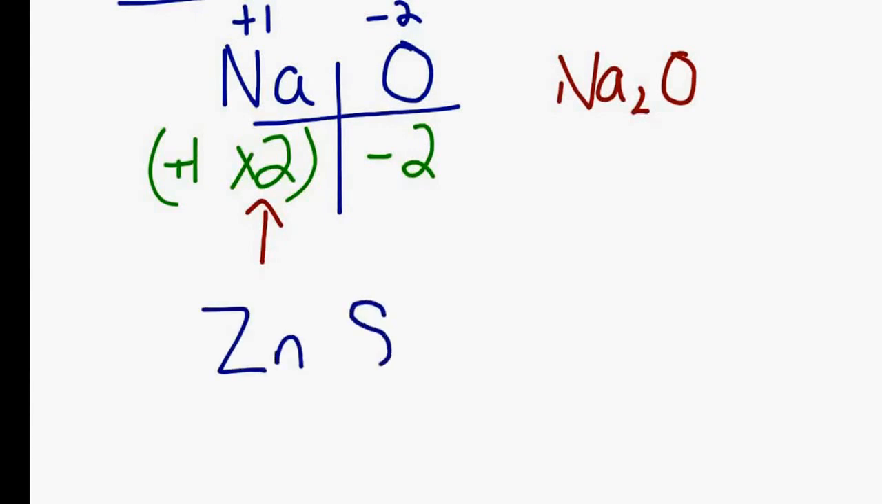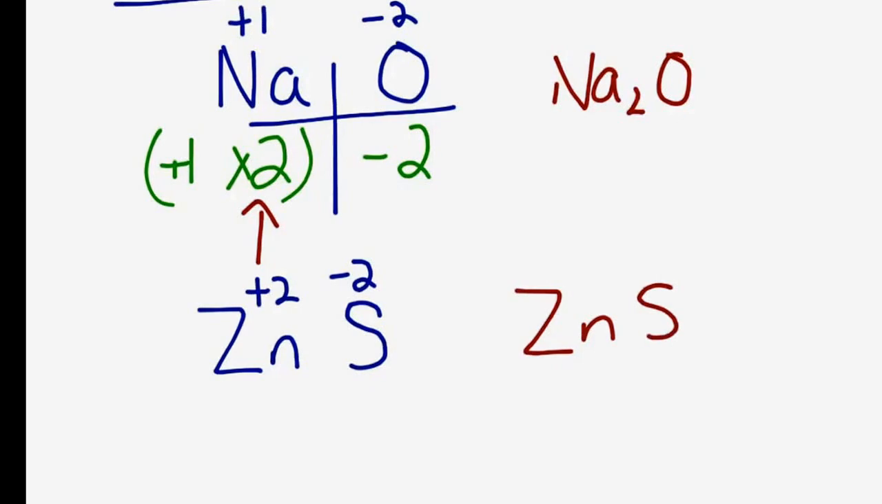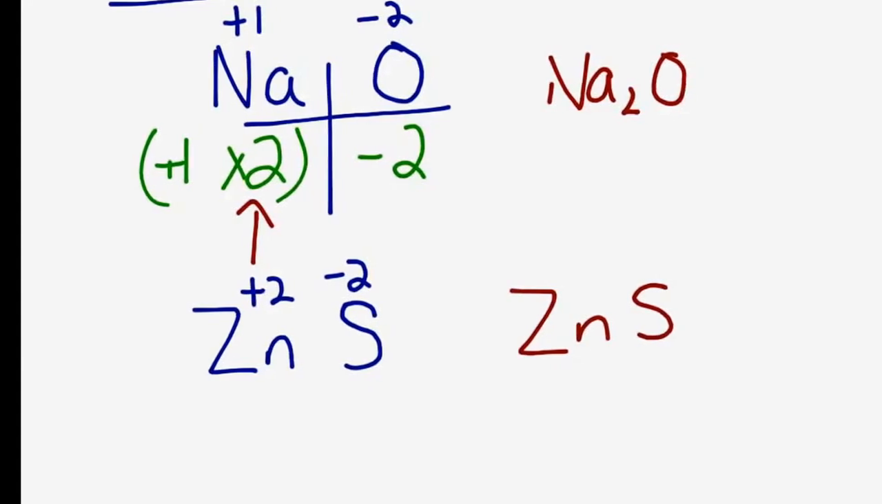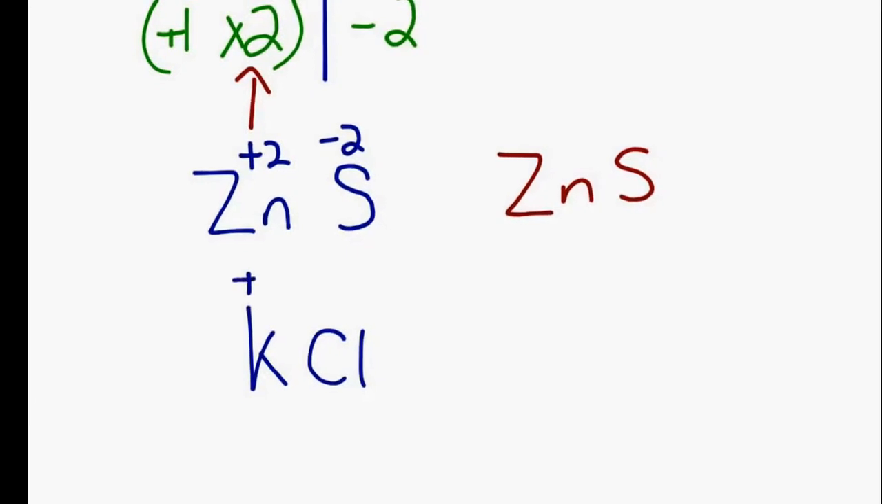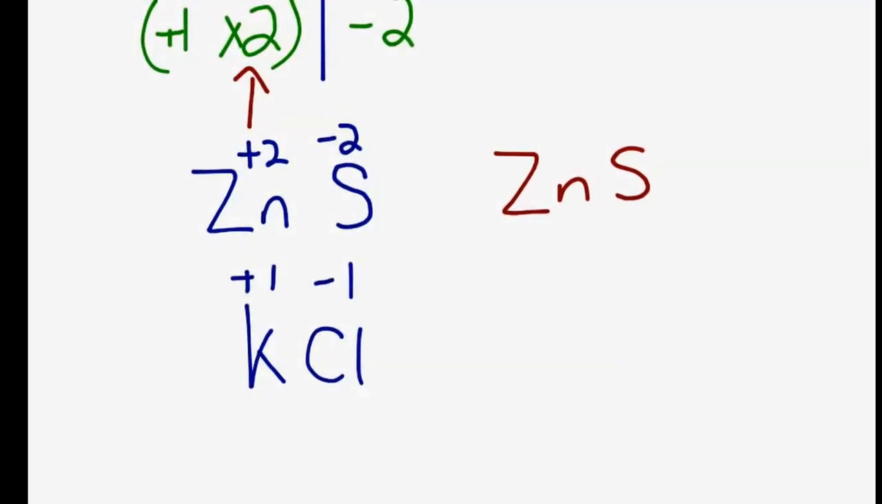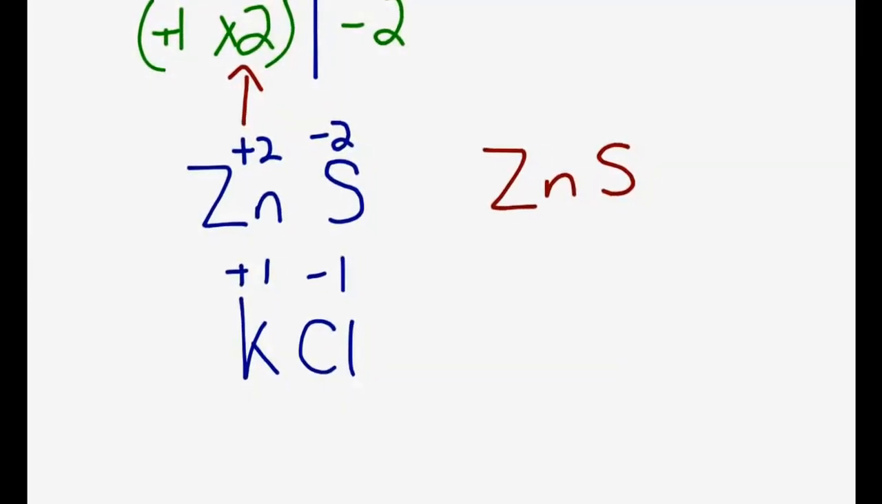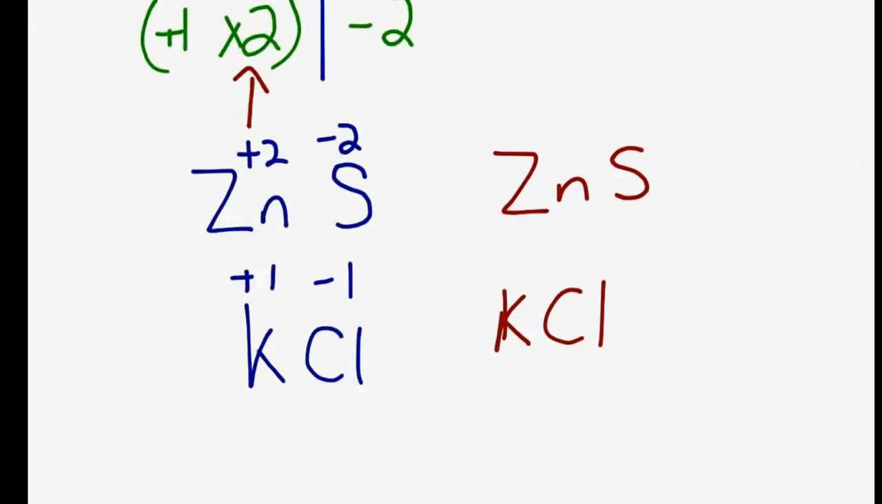Zinc sulfide. Zinc is +2. Sulfur is -2. If you add these up, it already adds to 0, so you do not change the formula. Same rules apply here. Potassium is +1, chlorine's -1. They already add up to 0, so the formula stays as it is.